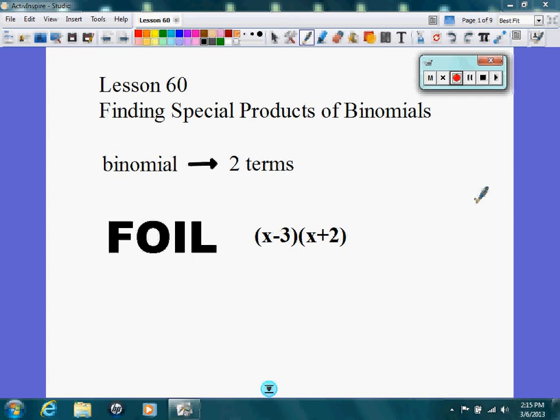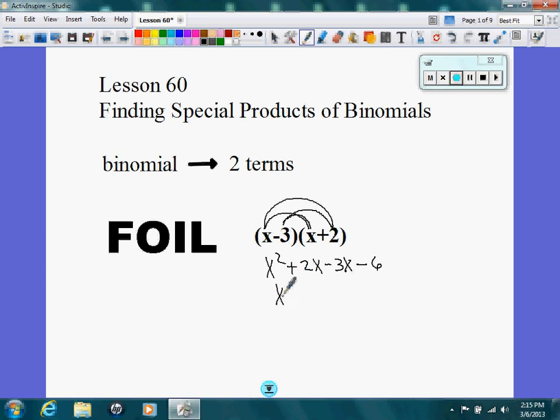So how do we do this? Well, F stands for first times first. First times first would be x squared, and then the O stands for outer times outer. That would be 2x, and the I stands for inner terms, and that would be minus 3x, and then the L stands for the last terms, and that would be minus 3 times 2 is minus 6. And as a rule, the two inner terms, the outer and the inner terms, will add. They'll be like terms. So we'd get x squared minus x minus 6. So that's a way that we can multiply binomials.